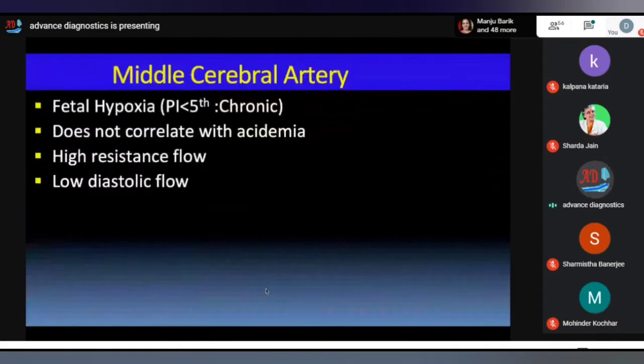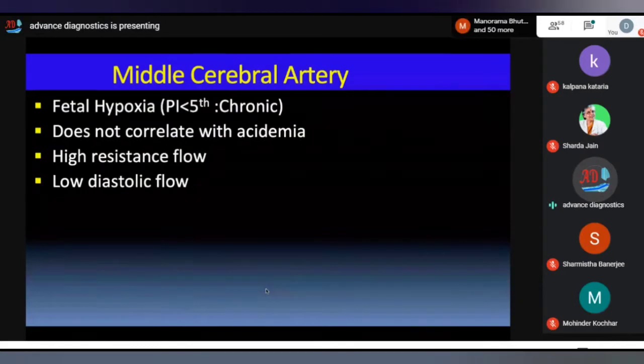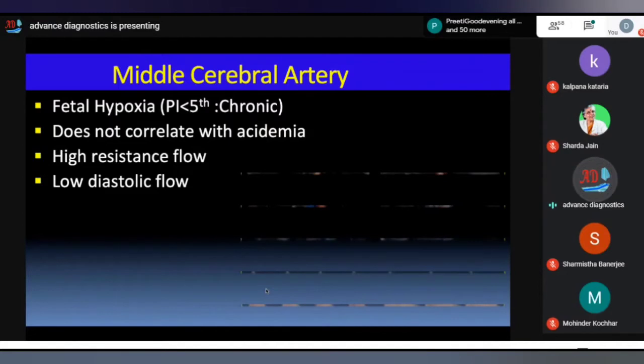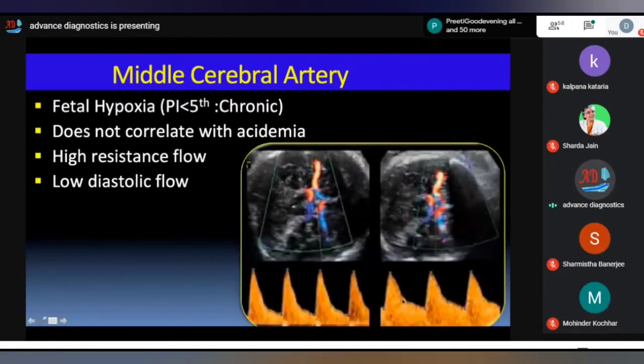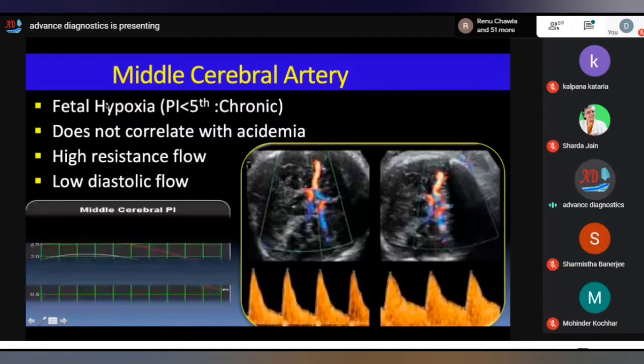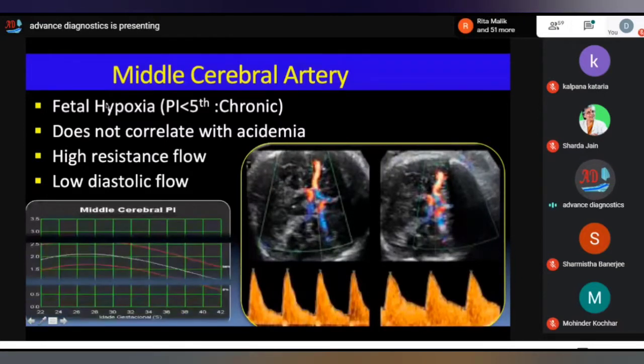In the middle cerebral artery, when the umbilical artery PI increases, that is, the vascular resistance rises, it automatically causes vasodilatation in the middle cerebral artery, resulting in a fall in vascular resistance, that is PI, and an increase in diastolic flow. So that is why the middle cerebral artery is indicative of fetal hypoxia. But the CPR, that is the cerebroplacental ratio, shows these changes much earlier.